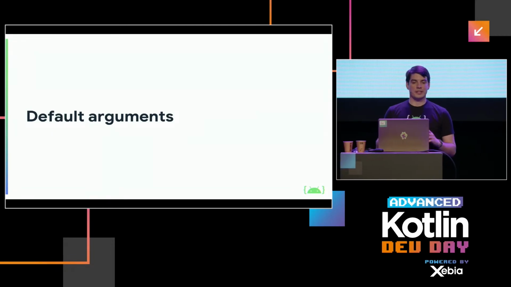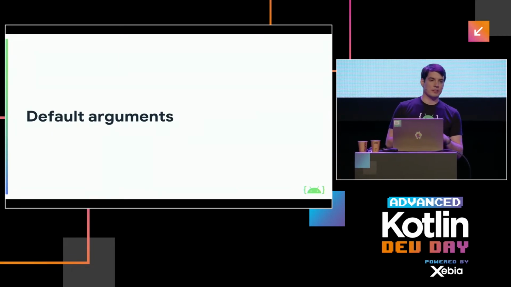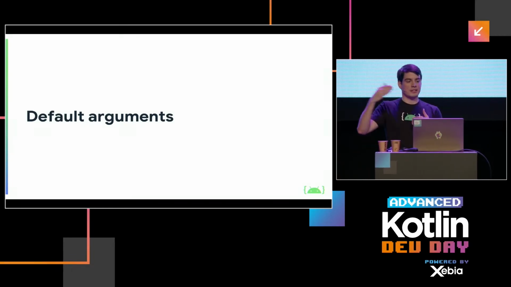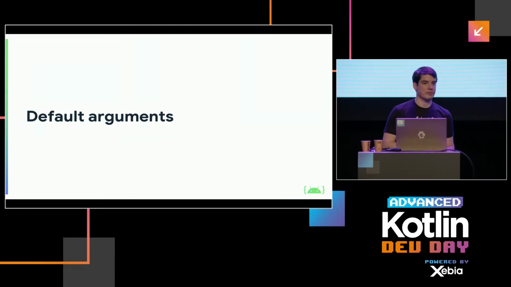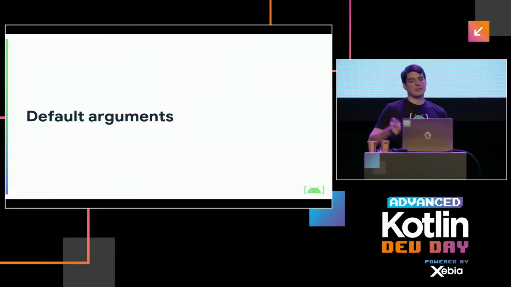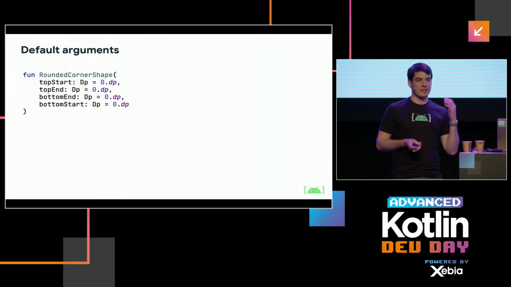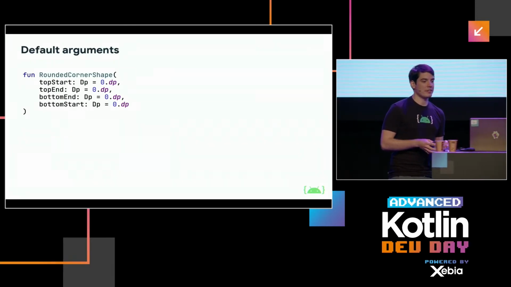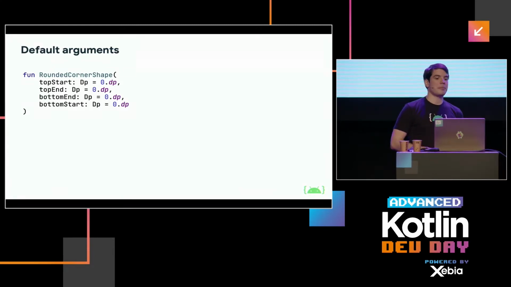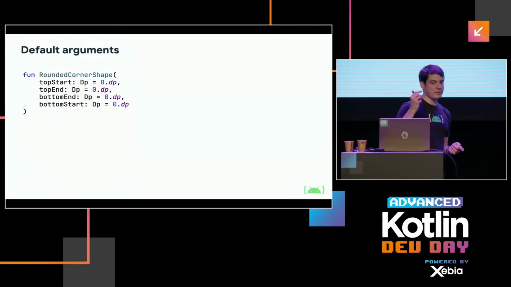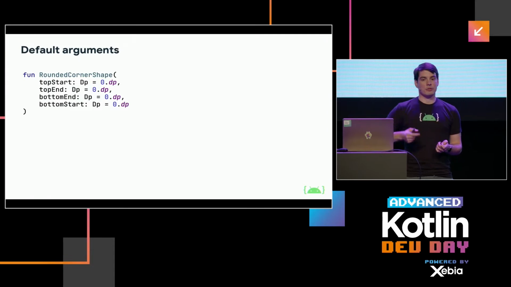All right, so let's start going through the features now, and we're going to start from the simpler ones and then move on progressively to some of the more complicated things. So in the previous iteration of this talk, I already covered default arguments, and I've shown this example, which is a function that creates a rounded corner shape. It has parameters to customize the rounding amount on each of its 4 corners.